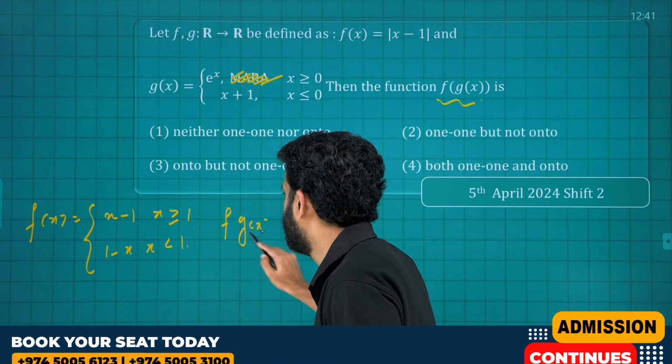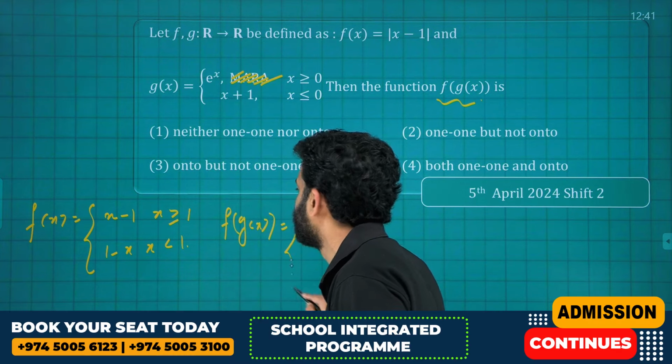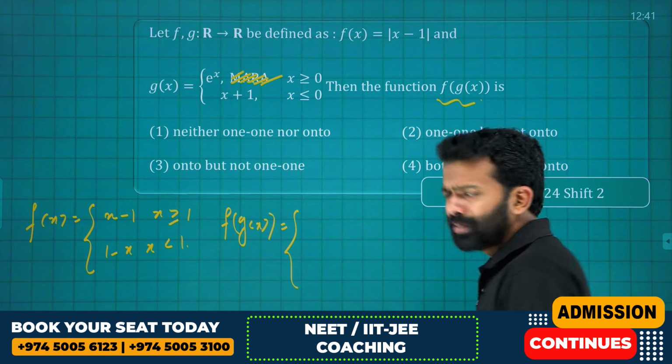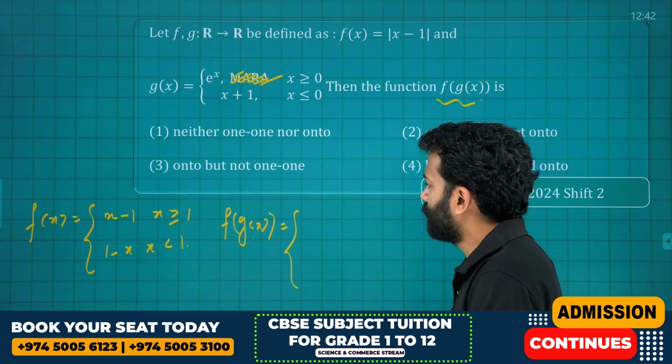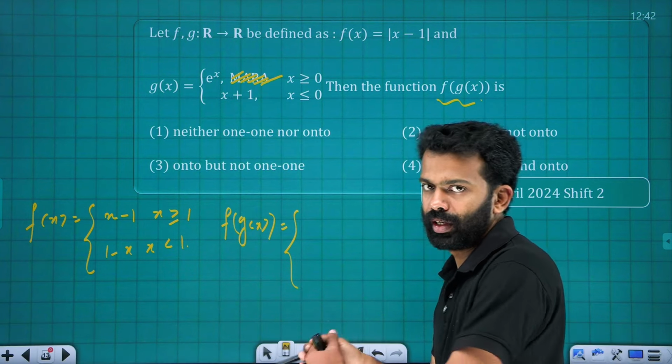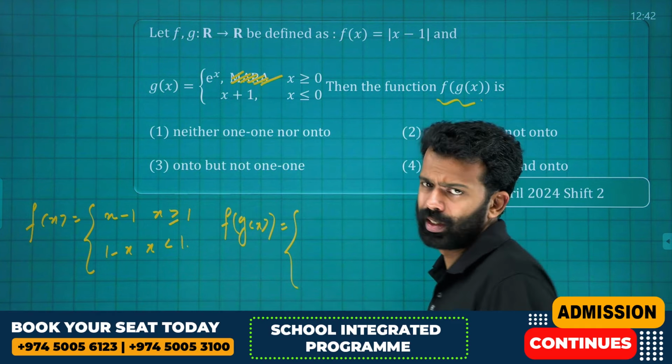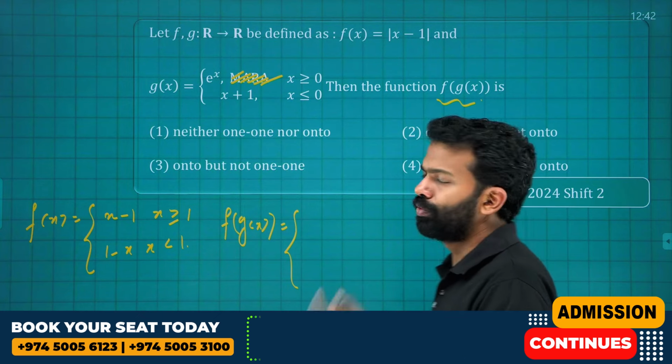It's a slightly typical one, and most of the students will call it a slightly hard-nut question, but it's a very easy question once you get the idea. Okay, so let's find f of g of x first.